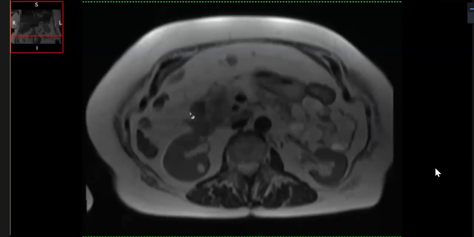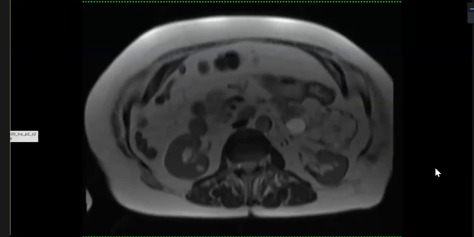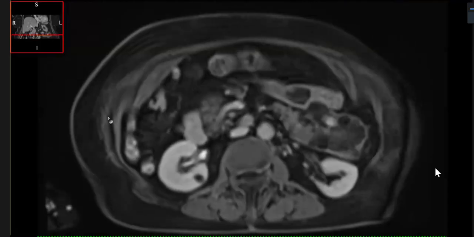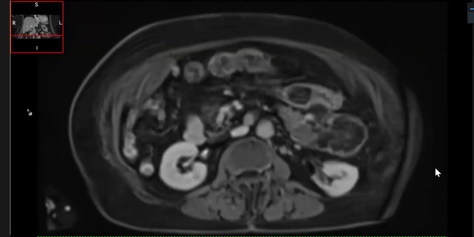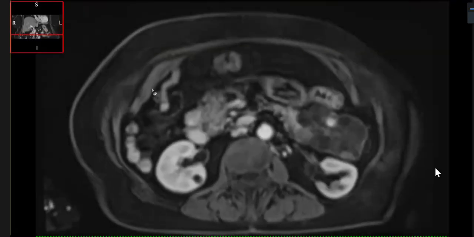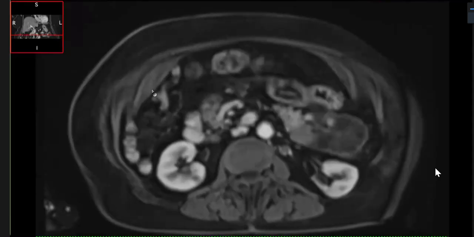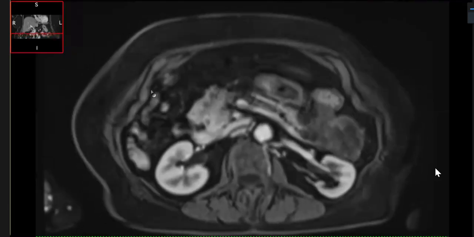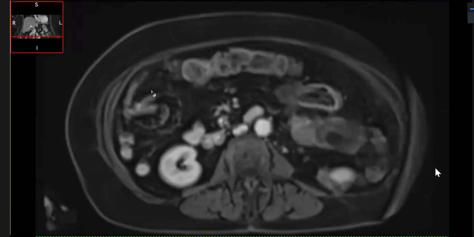So can I see contrast imaging? Sir, is there any arterial phase? So this is the arterial phase. On arterial phase, there is a focus of intense enhancement within this lesion. Don't worry about that enhancement, that is a vessel.